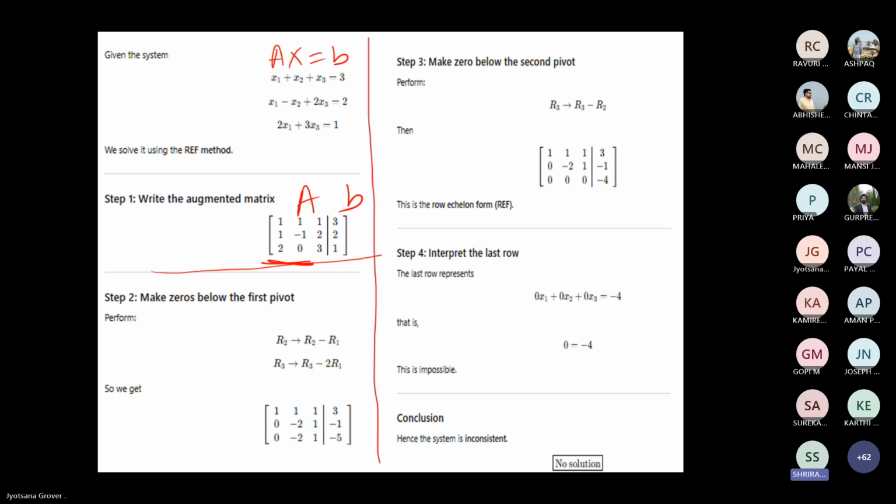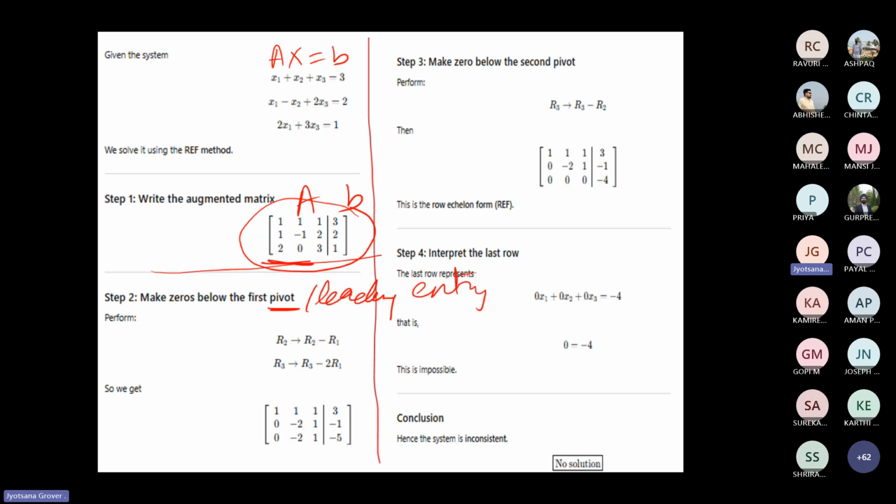Now again, the next task is very easy. Convert this whole into REF, that is row echelon form. So you just pivot, which means the leading entry.